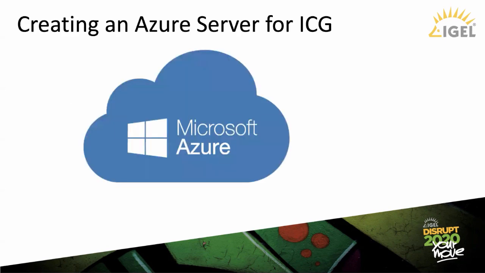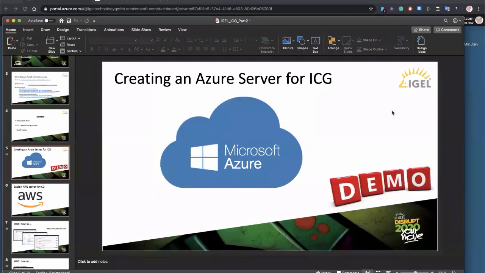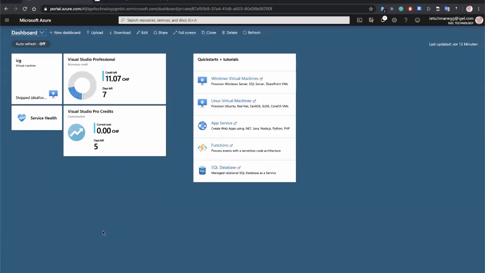So let's start creating an Azure server for ICG. I will just stop the presentation here and go over to my Azure. Today we want to show you how to go for the VM. We will not do the installation; we did this in part 1. So if you want to know how to install the ICG from the UMS on the ICG, then have a look at the YouTube video.